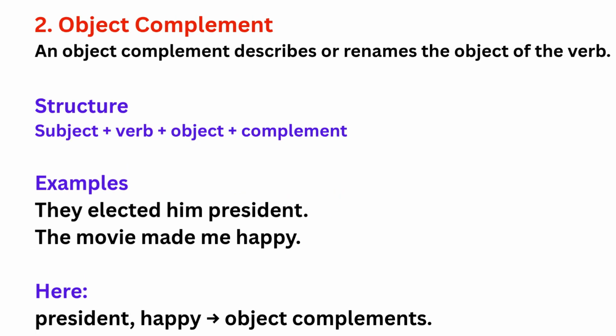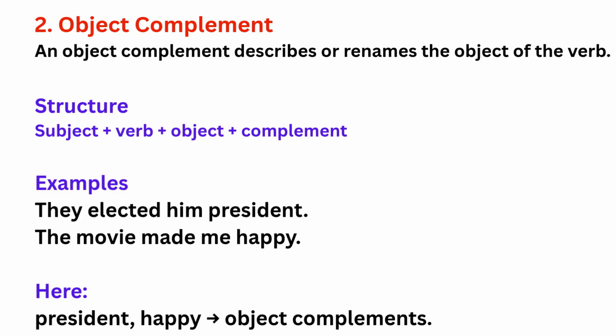Next, let us move to the object complement. Unlike a subject complement, an object complement provides additional information about the object of an action verb. It describes, identifies, or renames the object after the verb. The structure is subject plus verb plus object plus complement.